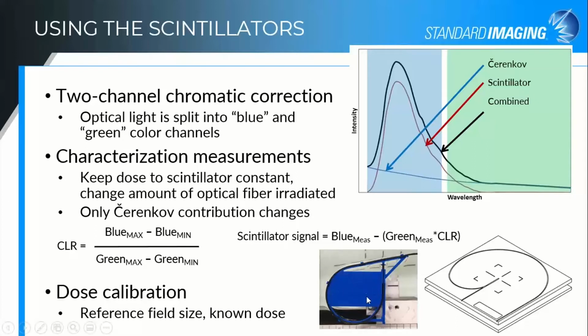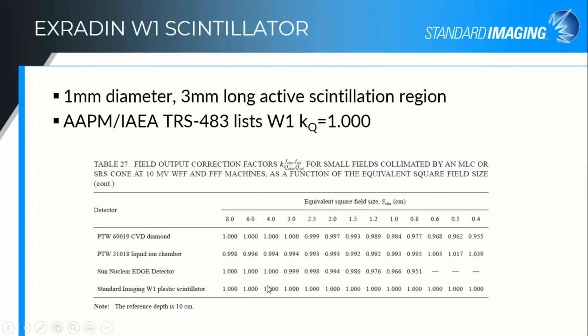The blue bracket here is provided with the W2, so you can do these same sorts of measurements in a water tank, and this entire thing fits within a 10 by 10 field. So you can do the characterization in a smaller field that way as well. If you do a dose calibration, really it just requires you to give that tip of the fiber a known dose. So usually in your reference field, whether that's a 10 by 10 for your linear accelerator or a 6 centimeter cone for your CyberKnife, that's where you would do your dose calibration. Similar to a daisy chain.